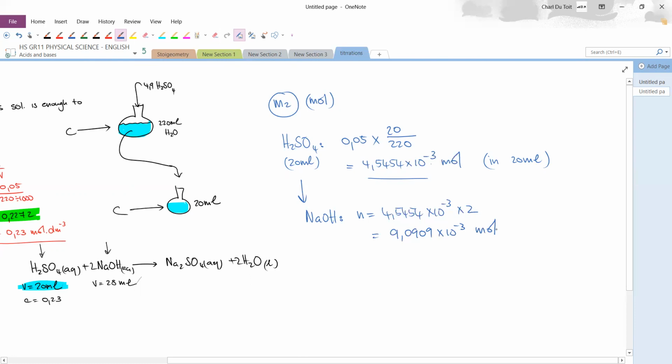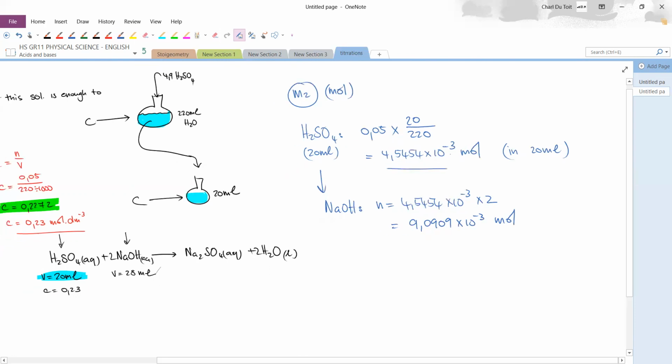So now I have the mole of sodium hydroxide. Now I can work out the concentration. The concentration is the mole divided by the volume. So that is my answer, 9,0909 times 10 to the power of minus 3 divided by the volume, which is 28. Now I have to convert to cubic decimeters because I'm using normal stoichiometry to do it. So I'm just going to do answer on top of 28 divided by 1,000.